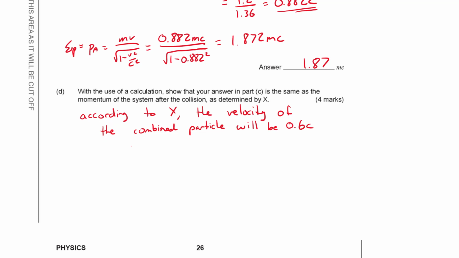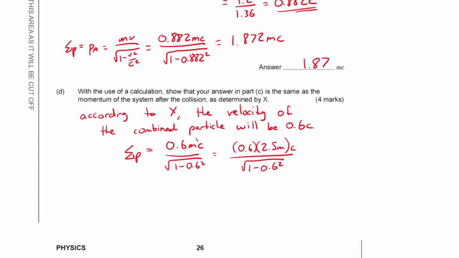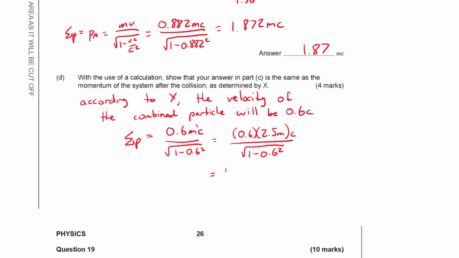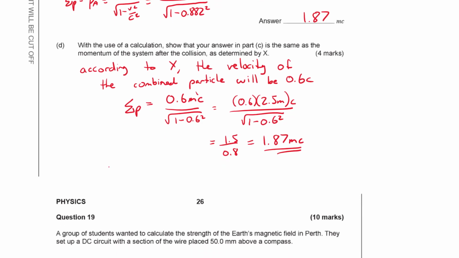So with that in mind, I would say the sum of the momentum is going to be 0.6c times m. Now the combined particle has that mass on it, the m prime mass, over the square root of 1 take 0.6 squared. So now to sub those in, the 2.5 from the very first part, c, over the square root of 1 take 0.6 squared. And what I end up getting is 1.5 over 0.8, which is equal to 1.87 mc. And then I need to state at the end, therefore, same momentum as part C.